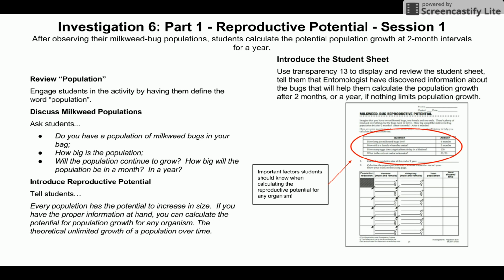Ask students if they have a population of milkweed bugs in their bag. How big is the population? Will the population continue to grow? And how big will the population be in a month or in a year?